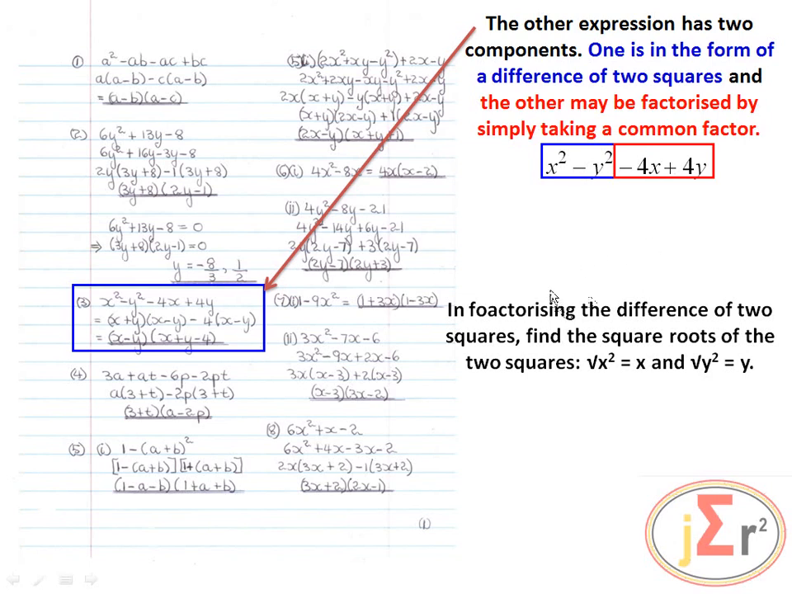So we are factorizing that difference of two squares by taking the square root of the squares. So one is x squared. When we find the square root of x squared, we get x. We find the square root of y squared and we get y. When we square x, we get x squared. When we square y, we get y squared. When we do the reverse, taking the square root of x squared, then we should get x.